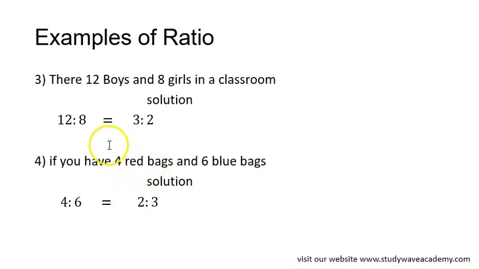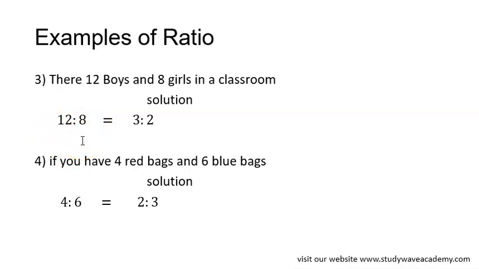Here we have there are 12 boys and 8 girls in the classroom. We are to represent this in a ratio form. They are comparing 12 boys and 8 girls. So we have 12:8. This is not the simplest form, right? It is not. So we can reduce this by dividing both sides with a number that when it divides both sides, there won't be a remainder.